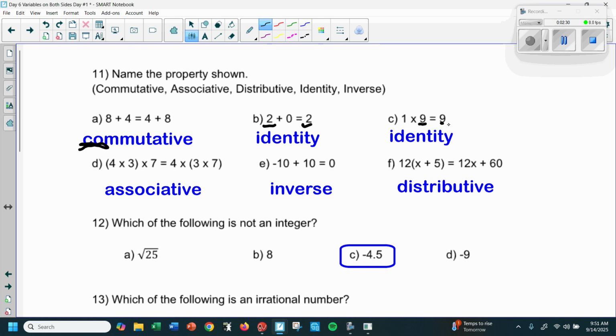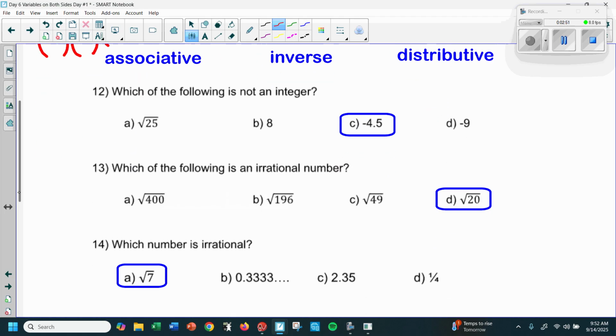It's a 9. It stays a 9. Its identity did not change. Only thing that changed for this one was the parentheses. So again, that's why it's the associative property. When they cancel each other out, that's the inverse. And this one's obviously distributive since we've been working with it a lot lately.